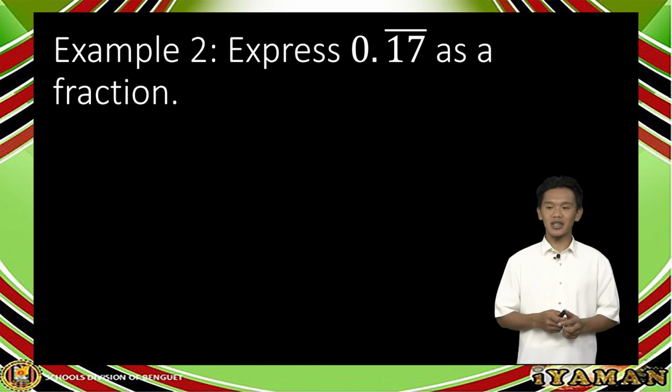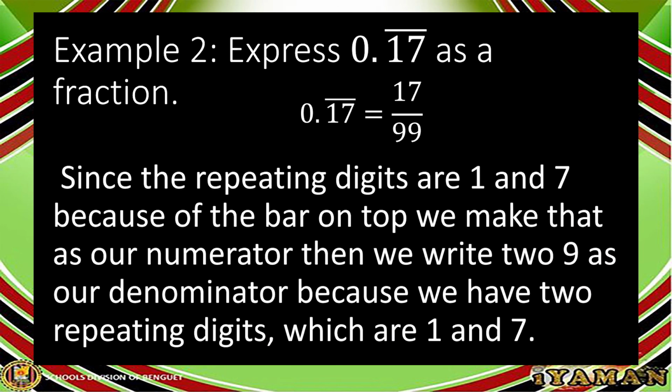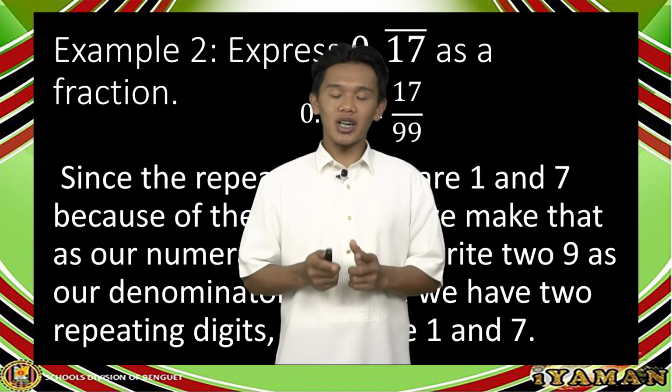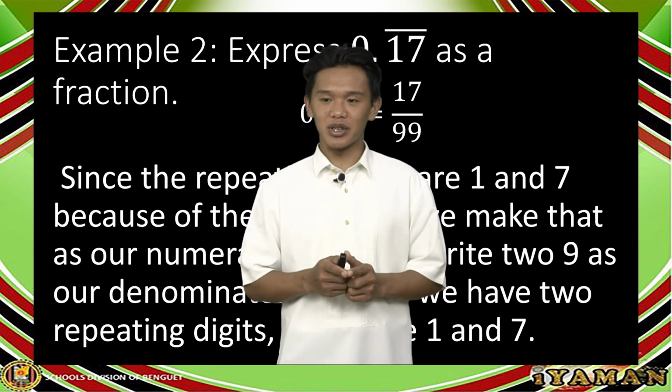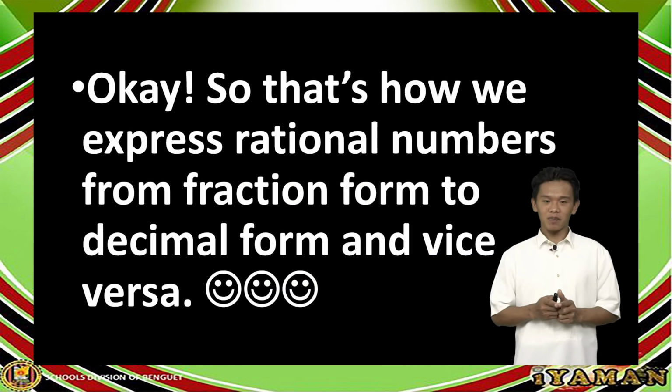Let's have another example. Express 0.17 bar as a fraction. Since the repeating digits are 1 and 7 because of the bar on top, we make that as our numerator, then we write 99 as our denominator because we have two repeating digits which are 1 and 7. So the fraction form of 0.17 bar is 17 over 99. If you are having hard time on the given examples, you can check your module. There are some examples on the What's in It part. Okay? So that's how we express rational numbers from fraction form to decimal form and vice versa.